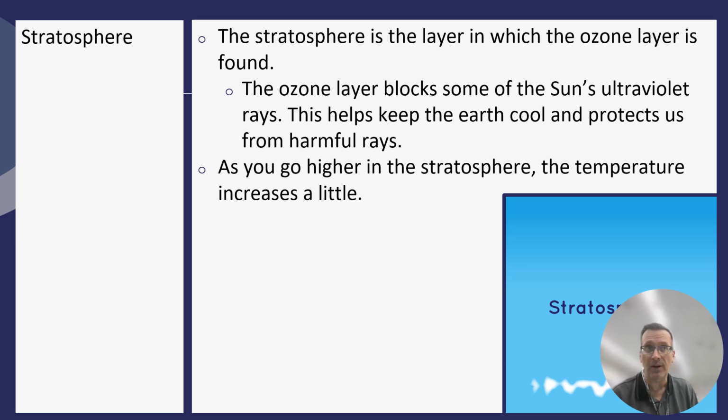Next is the stratosphere. That's the layer above where we are. The stratosphere is where the ozone layer is found. We're going to talk about the ozone layer in a second. The ozone layer blocks some of the sun's UV rays, and that protects us from those rays. And it also helps keep the Earth cool. As you go higher in the stratosphere, the temperature actually increases a little.